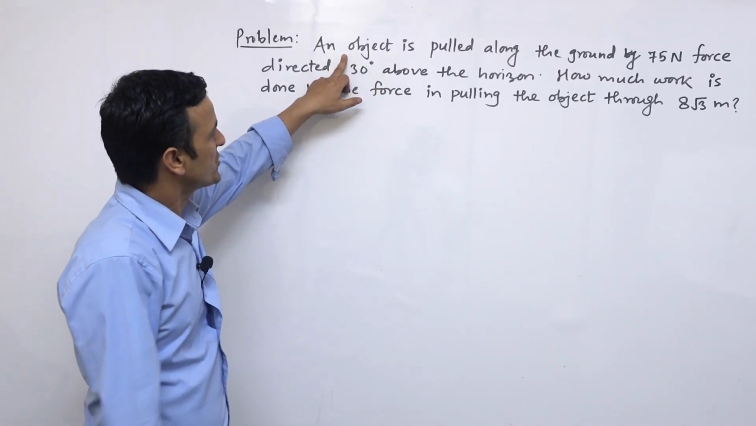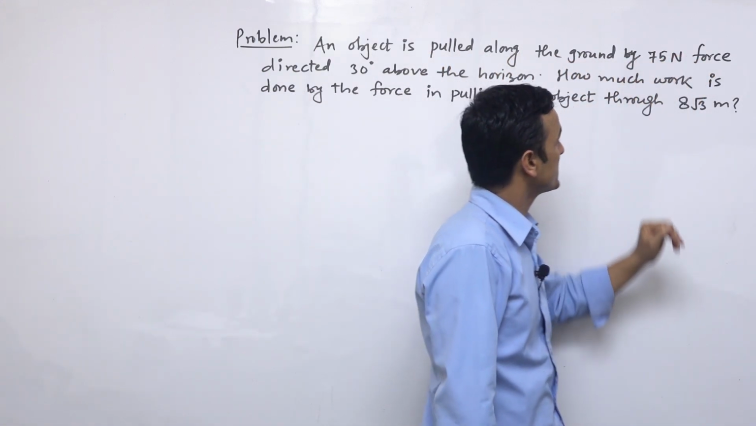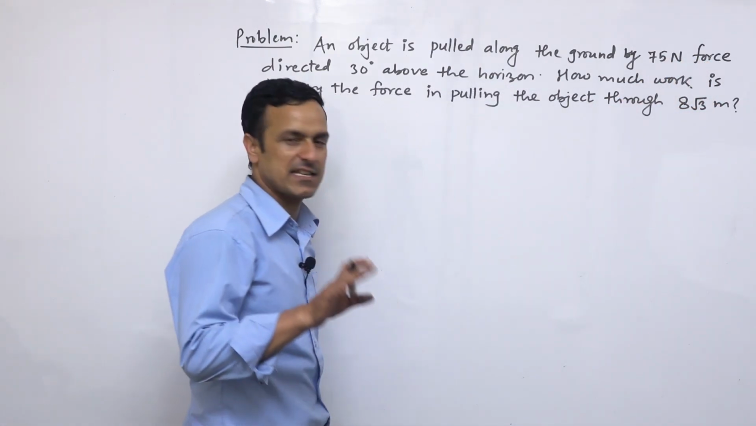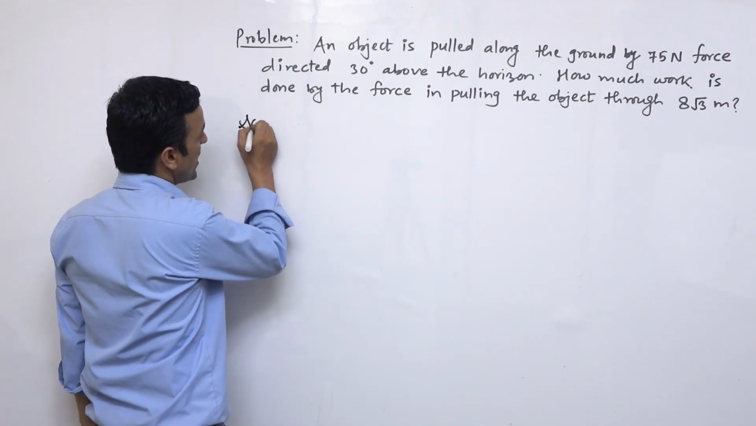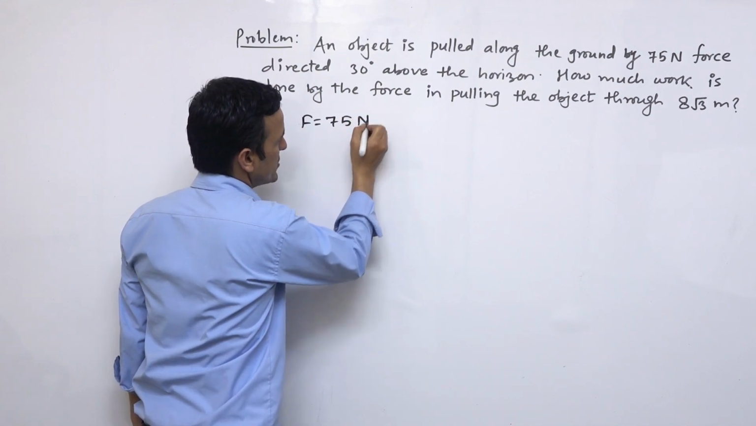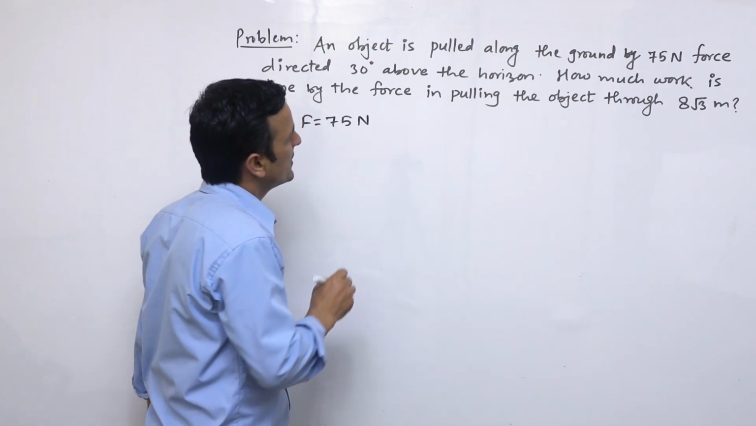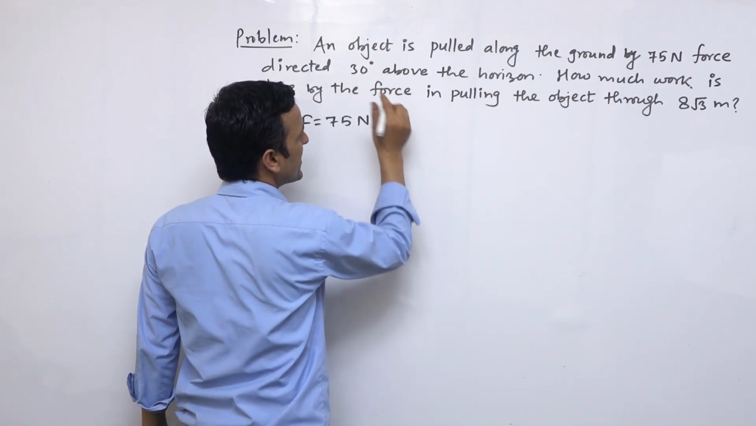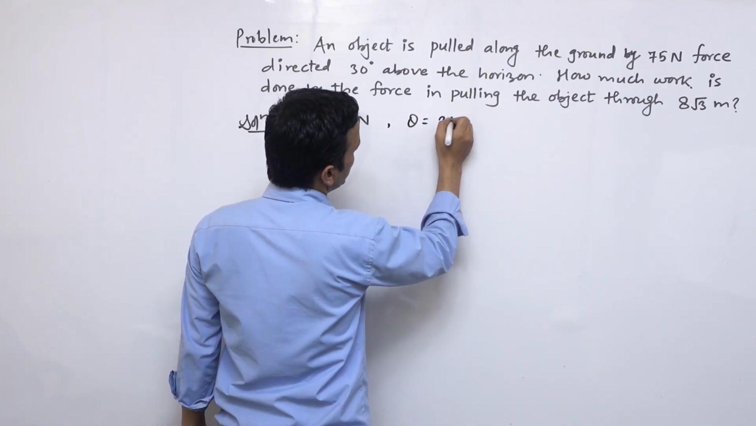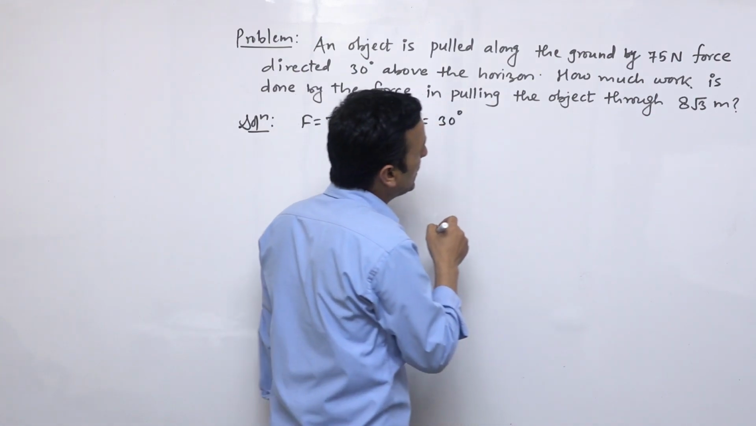So we have this question now. An object is pulled along the ground by 75 Newton. So this is the force. Force applied on the body is 75 Newton. So write down F is equal to 75 Newton and directed 30 degree above the horizon. With the horizontal line, it makes a 30 degree angle. So if theta be the angle, then theta is equal to 30 degree. So it makes a 30 degree angle.